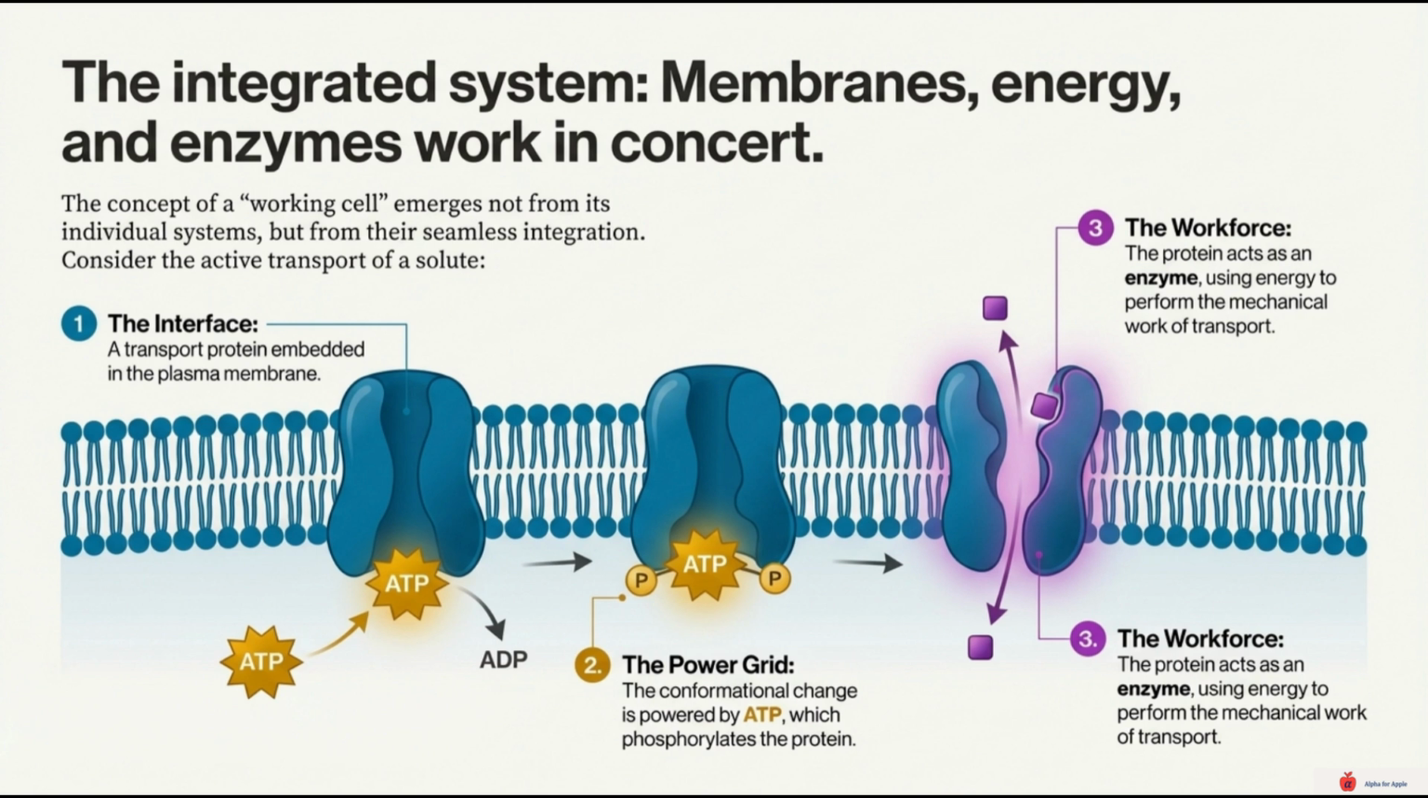It catalyzes the breakdown of ATP and uses that energy to change its own shape. That phosphorylation and the shape change provide the mechanical force to pump the solute across the membrane against its gradient. It's a perfect, instantaneous cycle of membrane control, energy usage, and enzyme function, all in one.